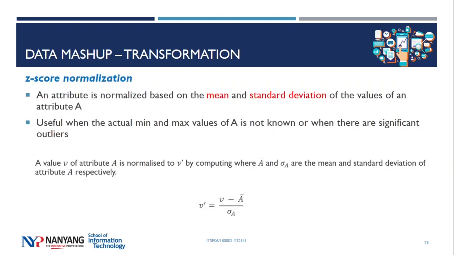For min-max normalization, we need to know the minimum and the maximum values. But in the case where we do not know the minimum and maximum values, there's another approach that we can use, which is called the z-score normalization. In order to use the z-score normalization, all we need is to know the mean and the standard deviation values so that we can do the data transformation.